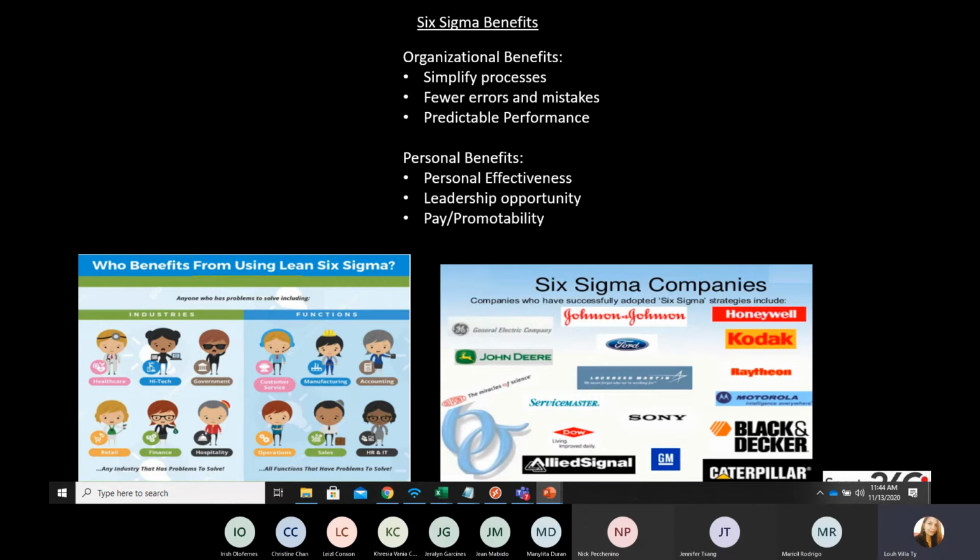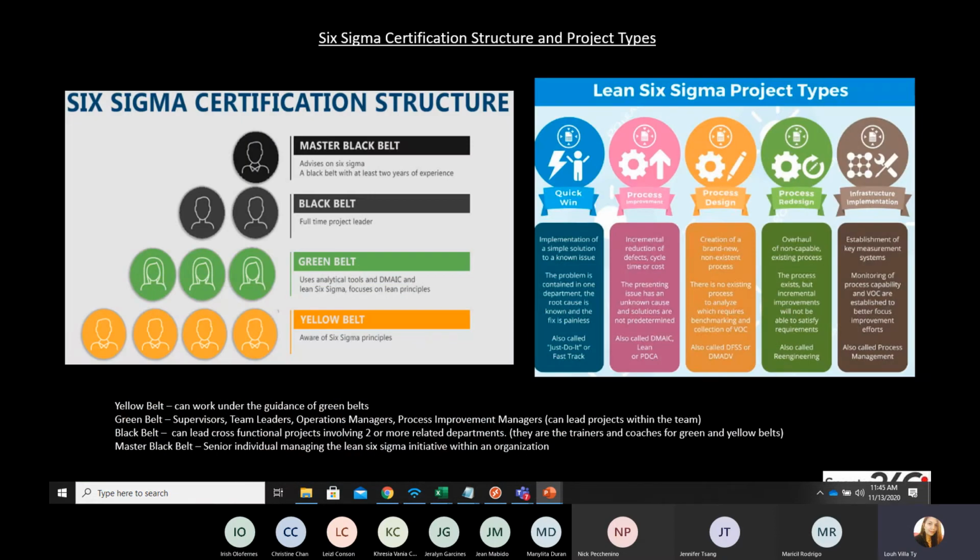Okay, so the Six Sigma certification structure. There are 4 major belts in Six Sigma, but actually below the yellow belt, there's still white. White is just knowing the fundamentals, and you can just get it online, I think. You don't have to pay for it. For yellow belt, it's more of awareness of the Six Sigma principles.